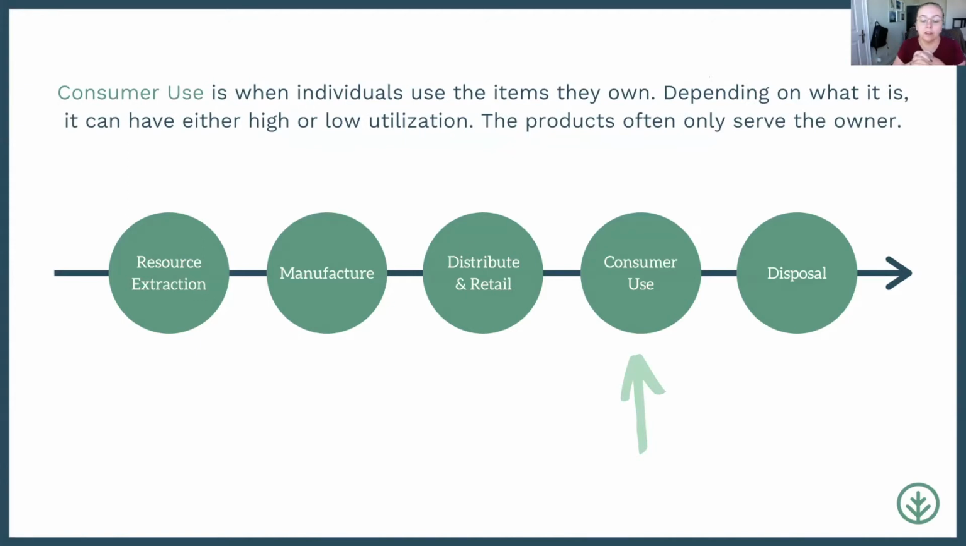And then the fourth step is customer use. This is a phase where, depending on the product, you can have either higher or lower utility of a product.